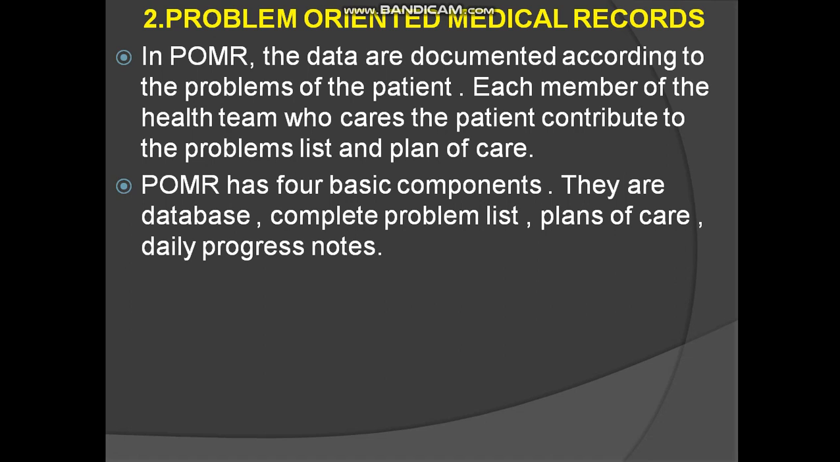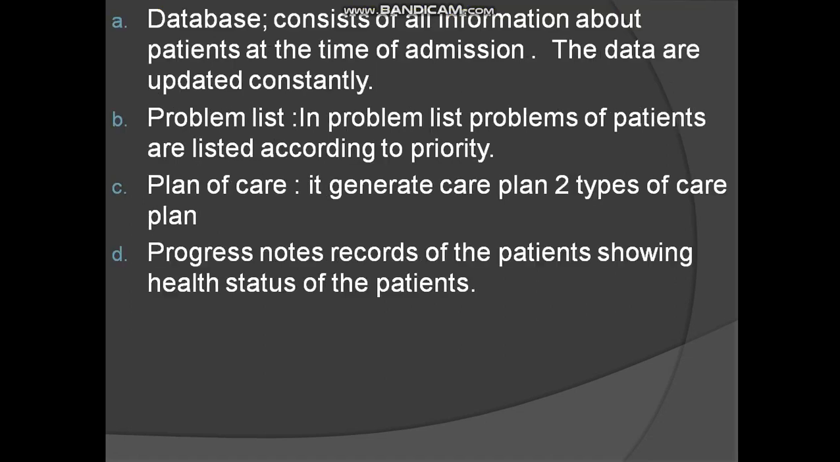Problem oriented medical records have four basic components. They are database, complete problem list, plans of care, and daily progress notes. First one is database. Database consists of information about the patient at the time of admission. The data are updated constantly.